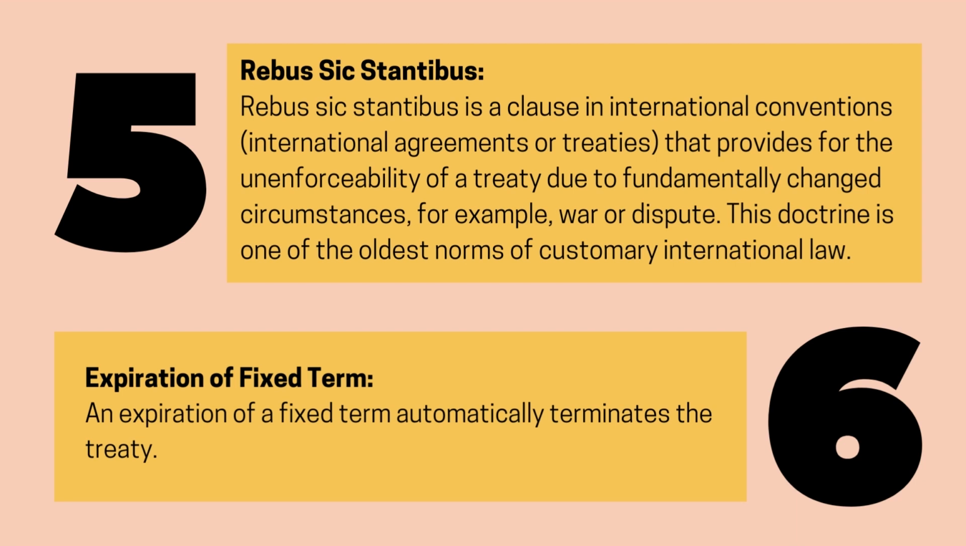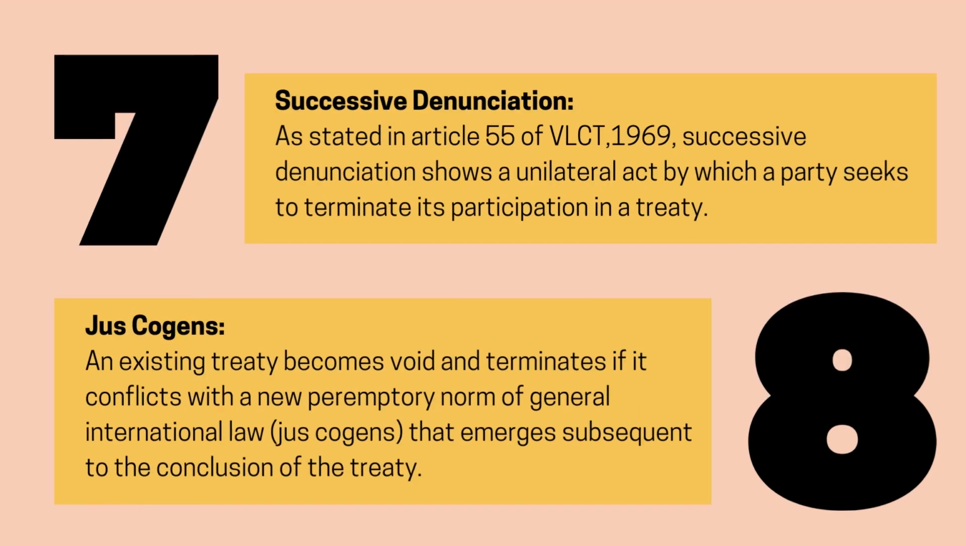6. Expiration of fixed term. The expiration of a fixed term automatically terminates the treaty. 7. Successive denunciation. As stated in Article 55 of VCLT, 1969, denunciation is a unilateral act by which a party seeks to terminate its participation in a treaty. 8. Jus cogens. An existing treaty becomes void and terminates if it conflicts with a new peremptory norm of general international law, jus cogens, that emerges subsequent to the conclusion of the treaty.